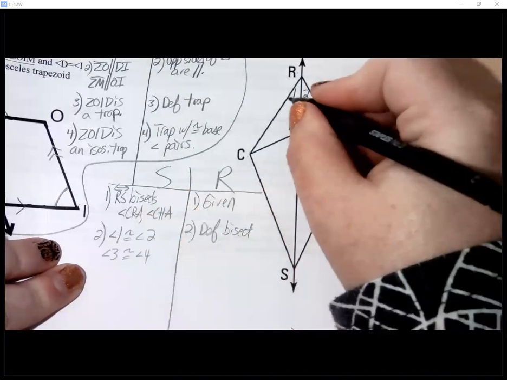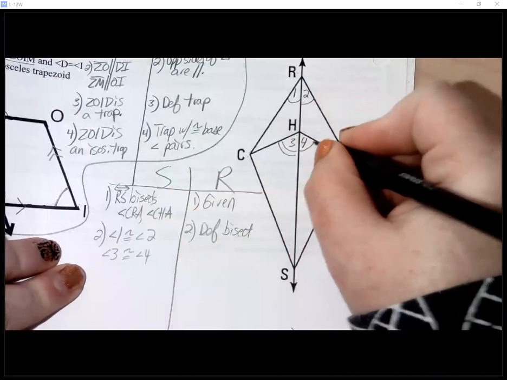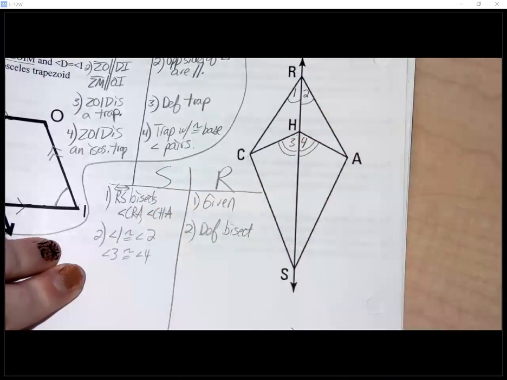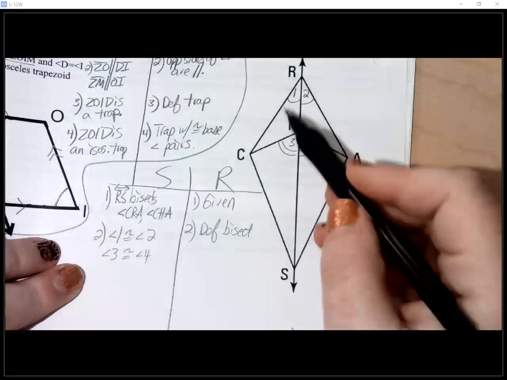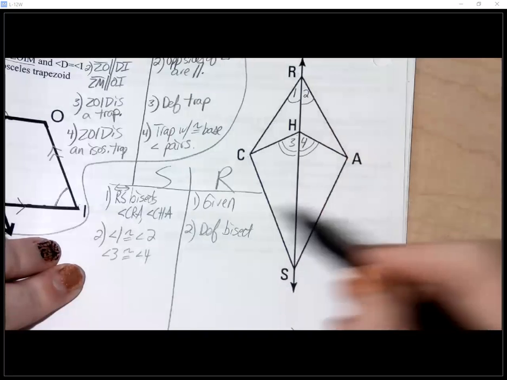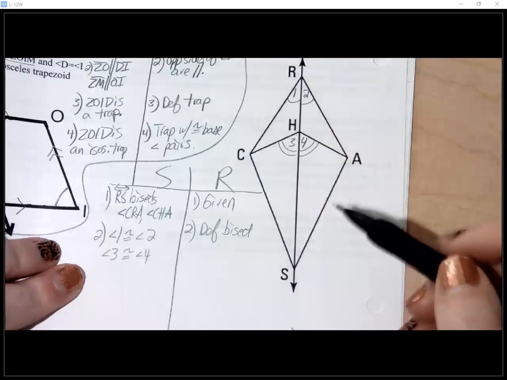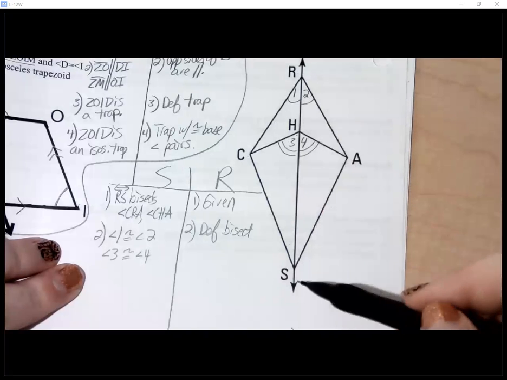I got that, I got that, I got this and this. Okay, now let's see what I need to prove a kite is a kite. So I could either satisfy the definition by showing I have two pairs of disjoint sides that are congruent. So that would be showing CR the same as RA and showing CS the same as AS. So that's one option. Or I can show that one diagonal is a perpendicular bisector of the other.